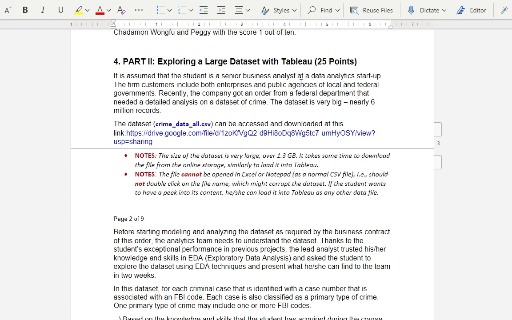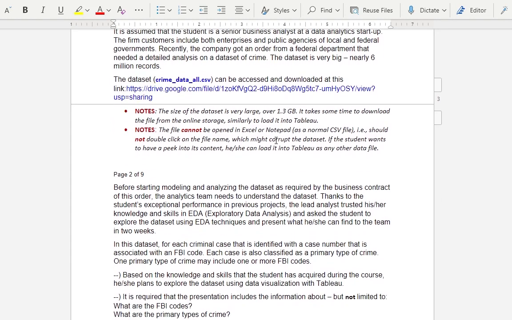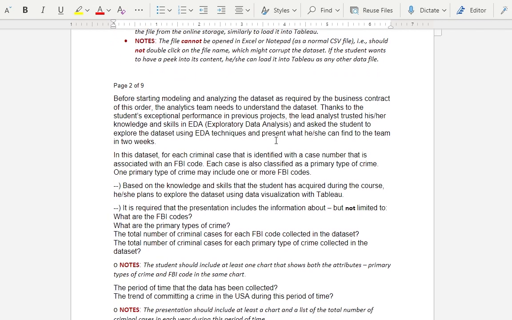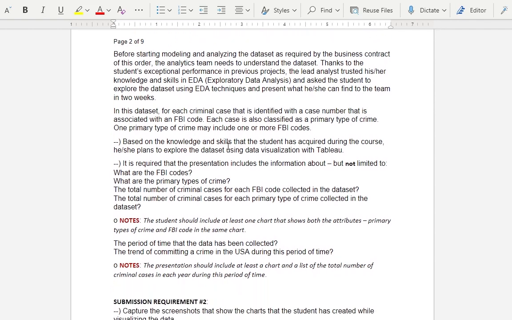It's assumed that I am a senior business analyst at a data analytics startup, and we got an order from a federal department that needed a detailed analysis of the crime datasets. As we can see, the dataset is very big. It's nearly 6 million records. So before starting the modeling, we have to do EDA, or exploratory data analysis, using Tableau to explore the data.